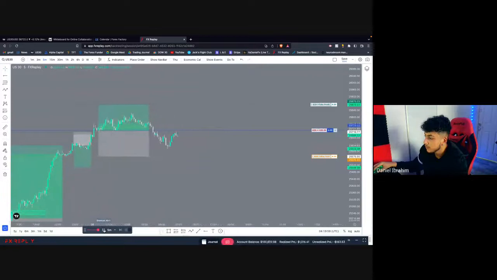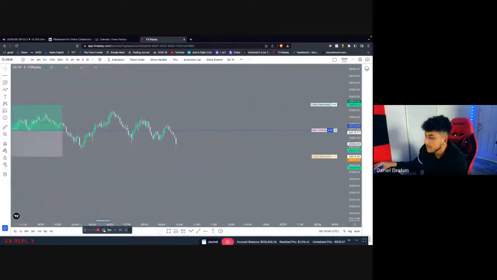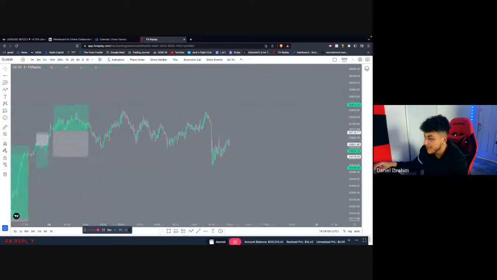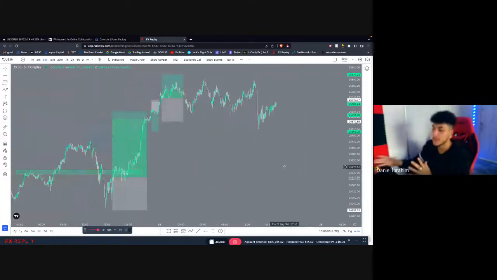Come on, mate. An example of a consolidation, right? See, this is why you don't want to be in a range. You just get trapped and then SL'd. All right, solid.